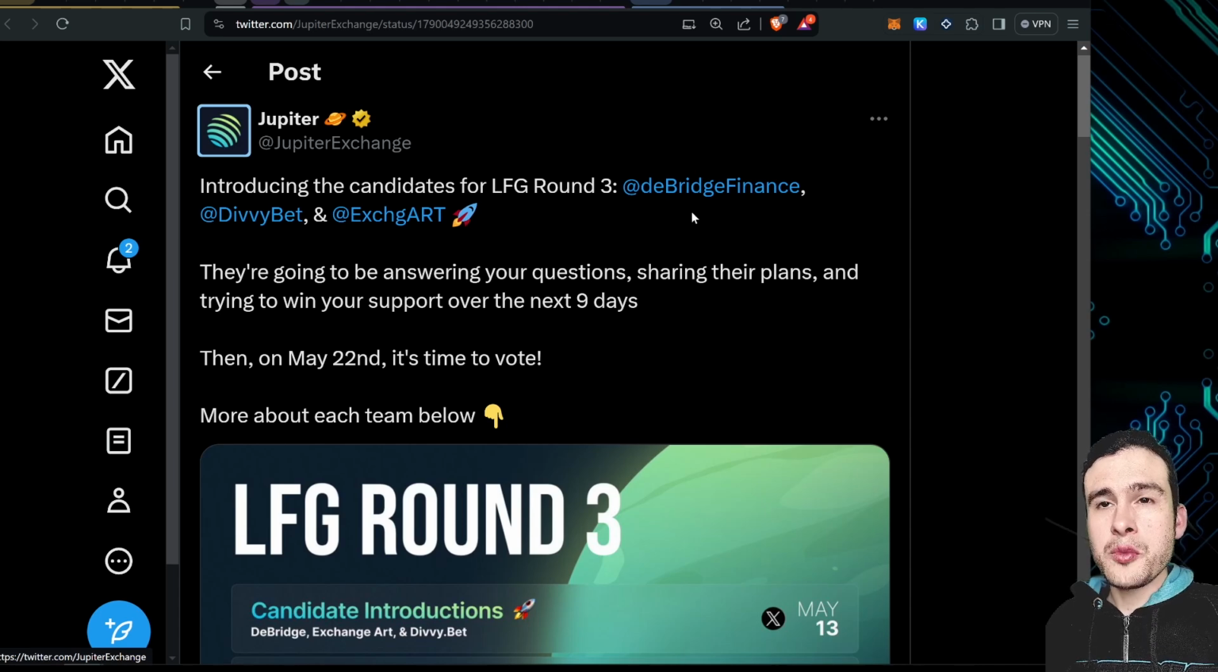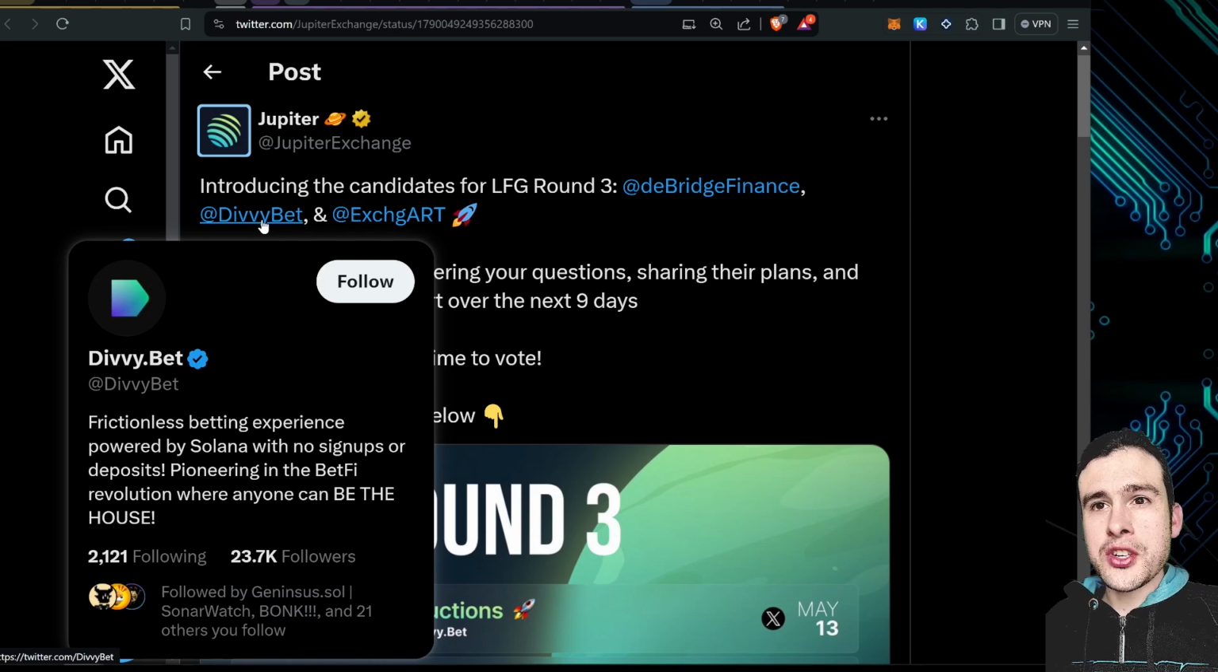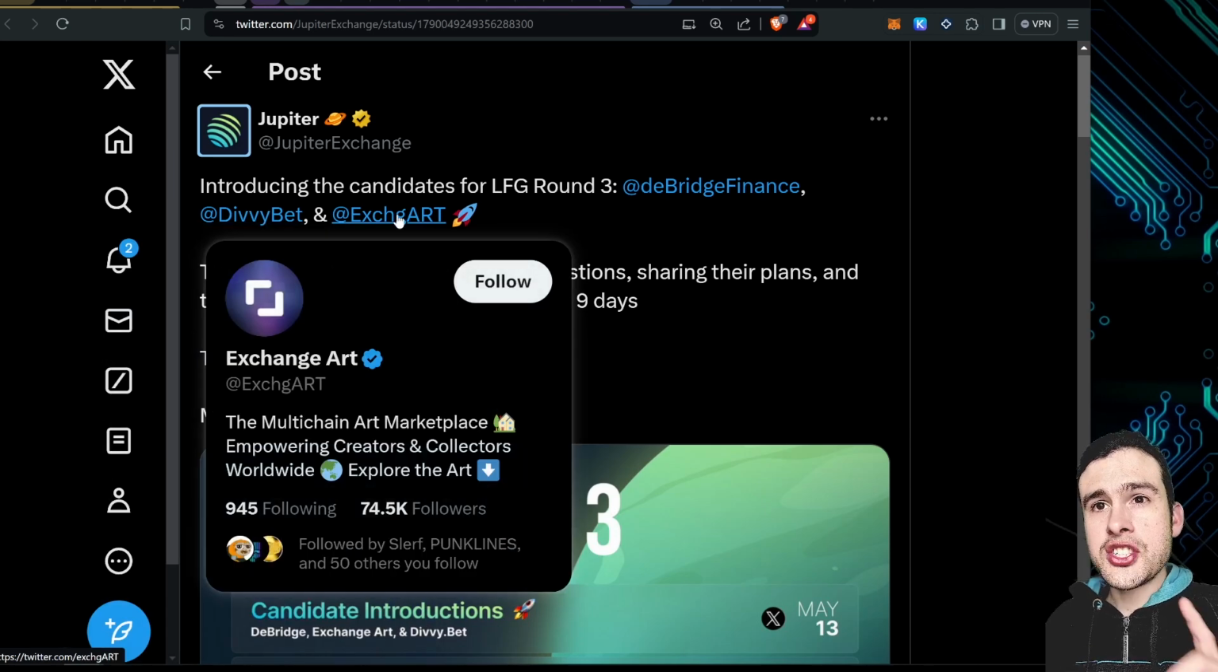So you got DeBridge, which is a swap bridge, so as in it can bridge and swap at the same time, which is also an airdrop farm right now. So if you just use this, you will get points for the airdrop. We've got DiviBet, which is a frictionless betting experience powered by Solana. It's BetFi or GambleFi, if you will. Not really my thing, but maybe you like it, so go check it out if that sounds good to you. And Exchange Art, which is one that I remember seeing a couple of years ago when I was looking at making an NFT collection. So I didn't realize they didn't have a token yet. So there you go, if that's something that's interesting to you.